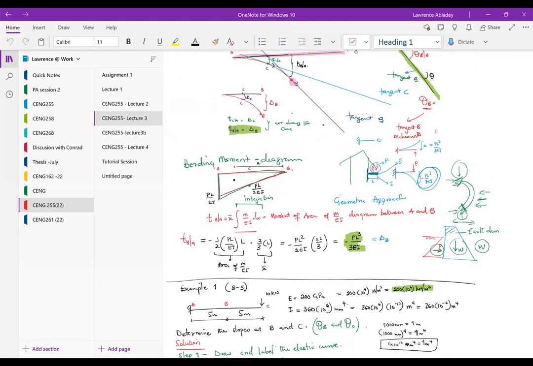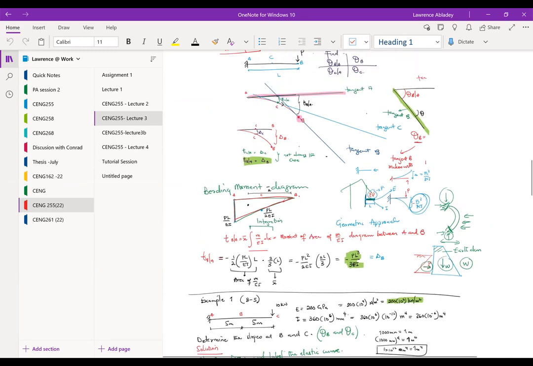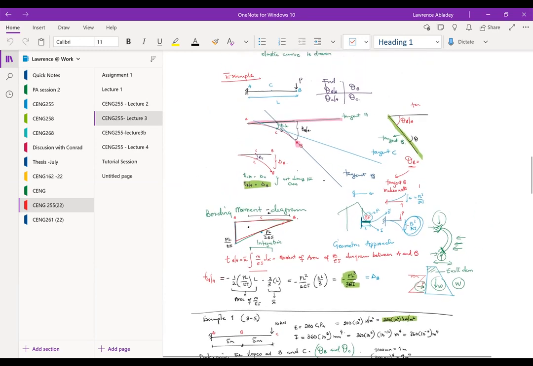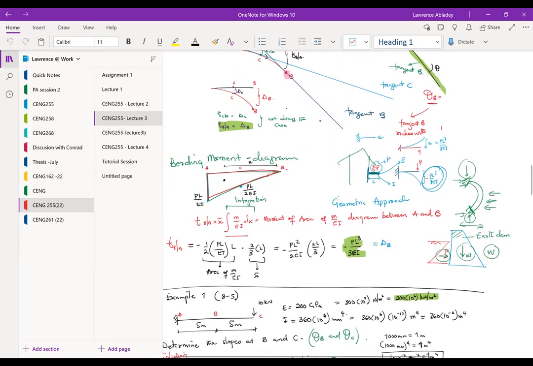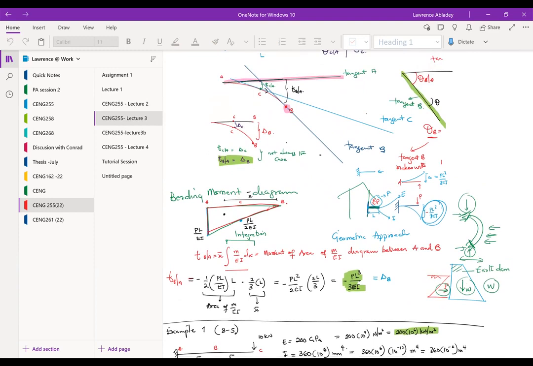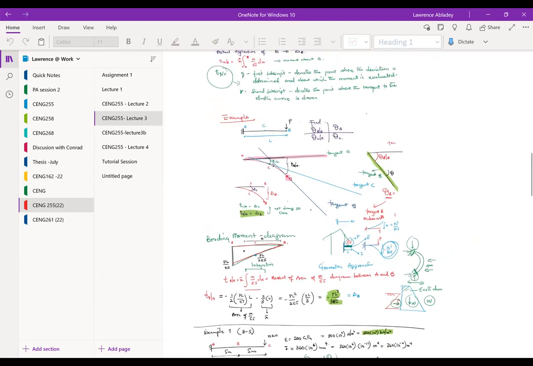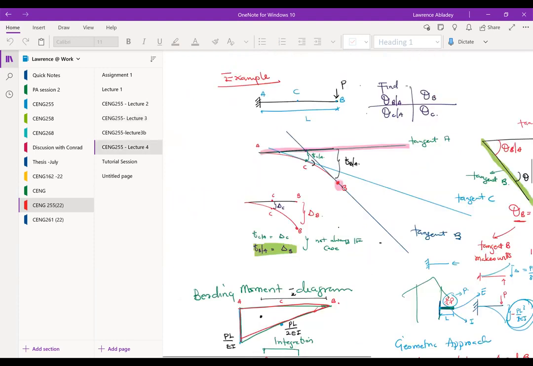Theta B is minus PL cube over 3EI. All right, so I'm going to pick that information. And then, so did we find theta C? So delta B is minus PL cube over 3EI. Oh, we didn't find the other one. Okay, that's fine. I thought we did. Okay, anyways.